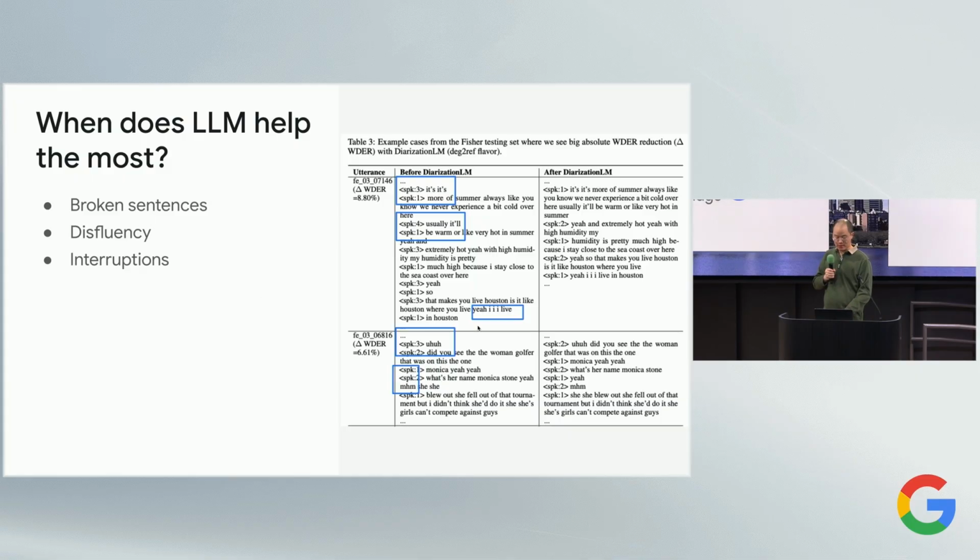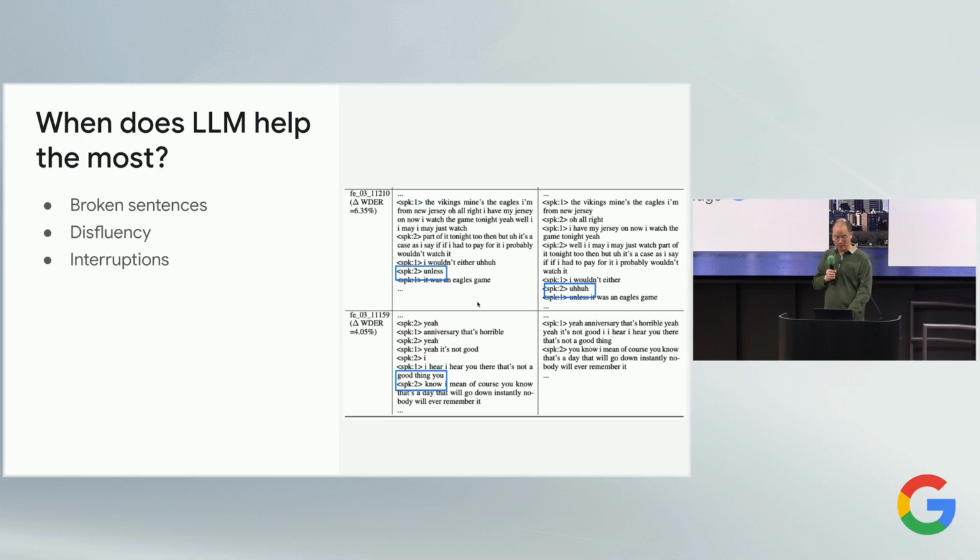The second type is disfluency. Like someone is saying, yeah, I live in Houston. The LLM recognized this is disfluency and fixed that. Another pattern is someone was speaking, someone else interrupted, and the LLM can easily fix that as well.